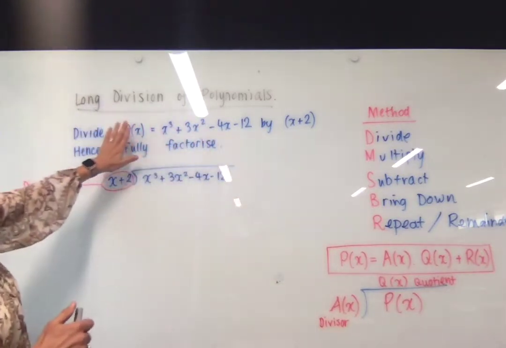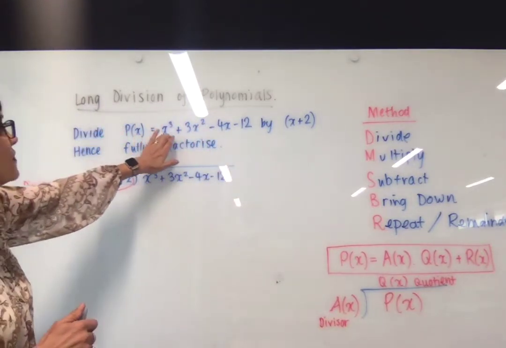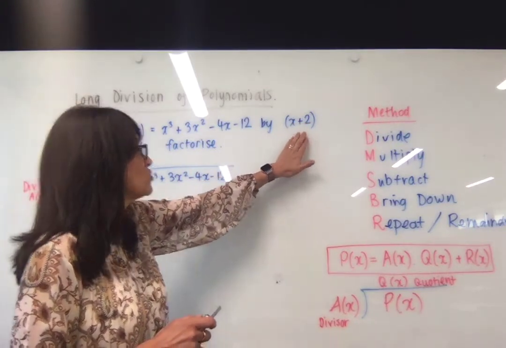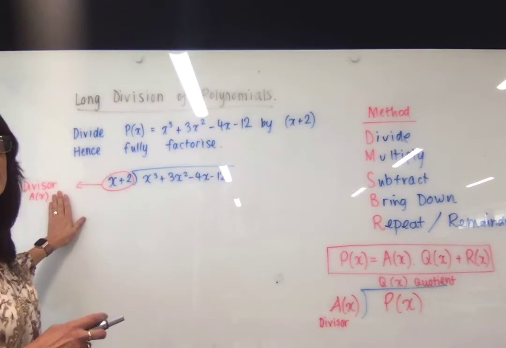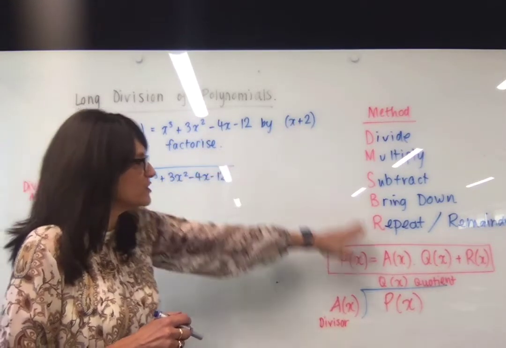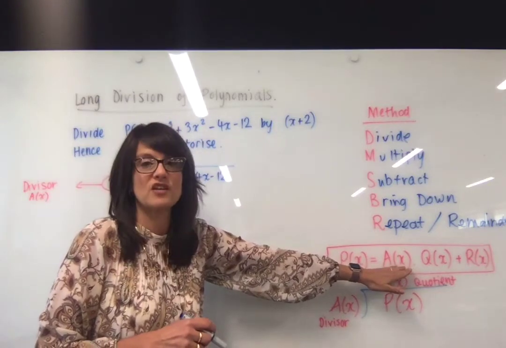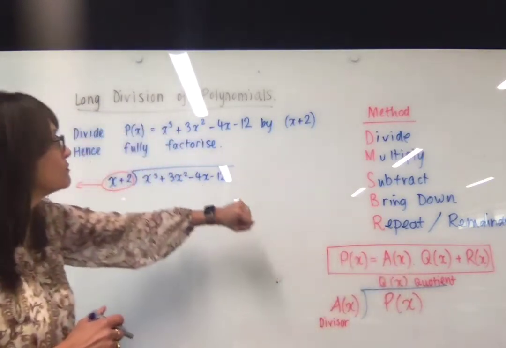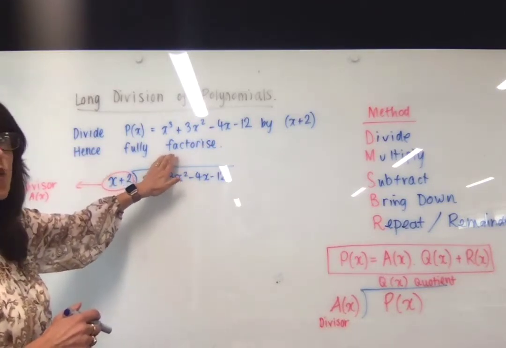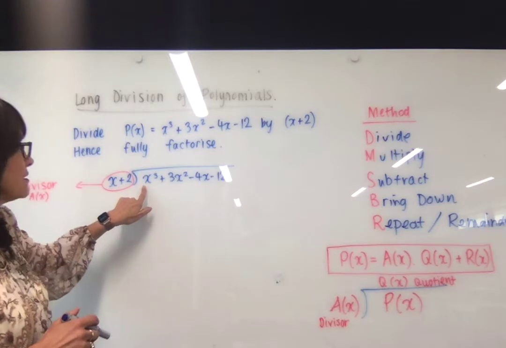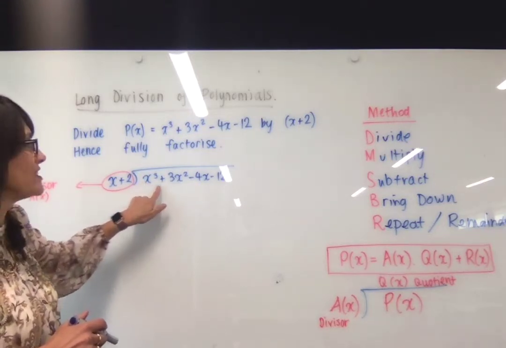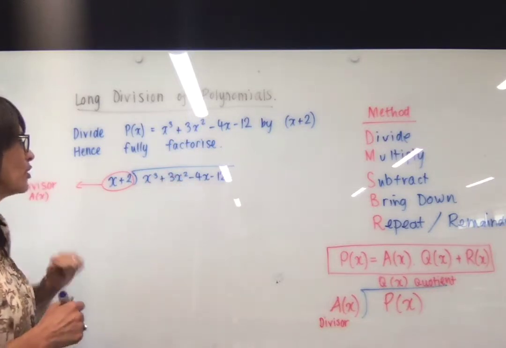So our question we're going to focus on today is to divide this polynomial by x plus 2. Now, x plus 2 we refer to as the divisor, okay? So we're calling x plus 2 the divisor, and we usually denote that using a capital A of x. And the result that we get here is our quotient. This bit under the division sign is our dividend, but in this case it's our polynomial.